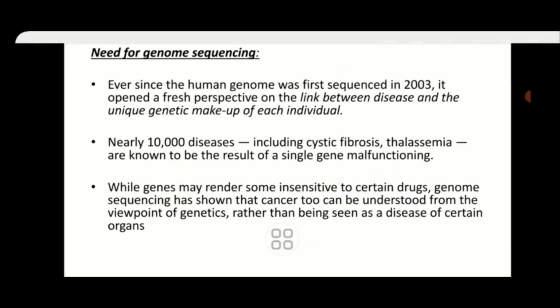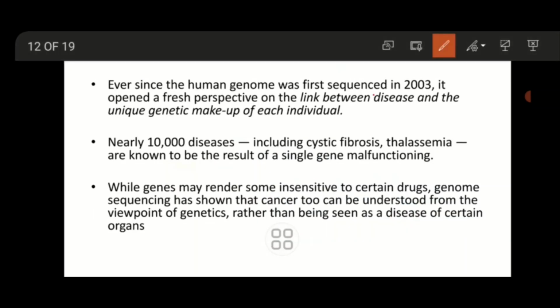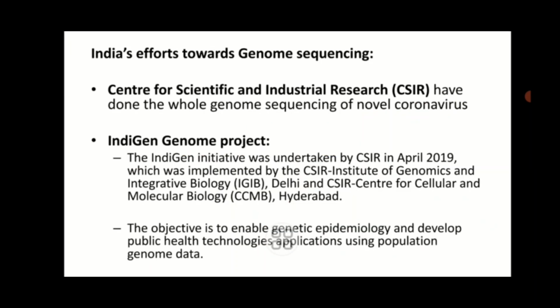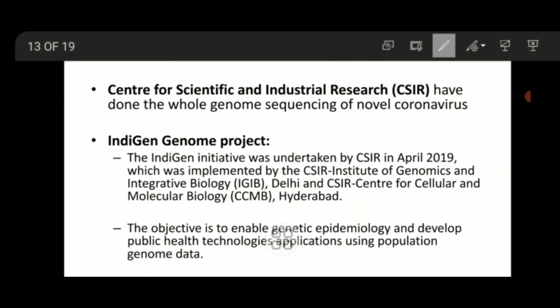Why genome sequencing is necessary: it was first sequenced in 2003, which created a perspective and a link between disease and the unique genetic makeup. Nearly 10,000 diseases, including cystic fibrosis and thalassemia, are the result of single gene malfunctioning. While a gene may render some individuals insensitive to certain drugs, genome sequencing has shown that cancer too can be understood from the viewpoint of genetics.